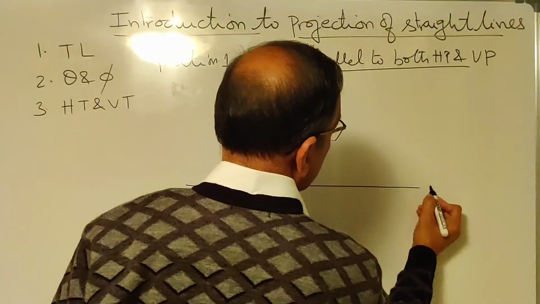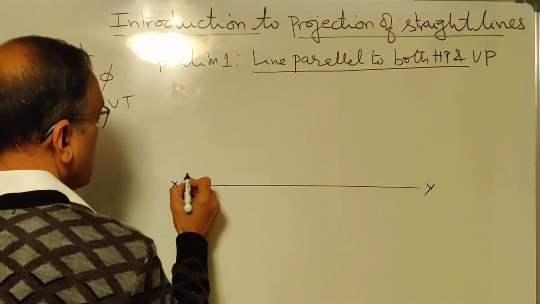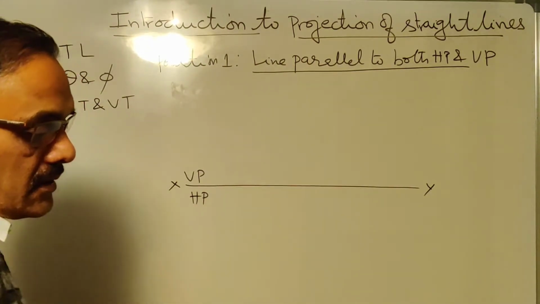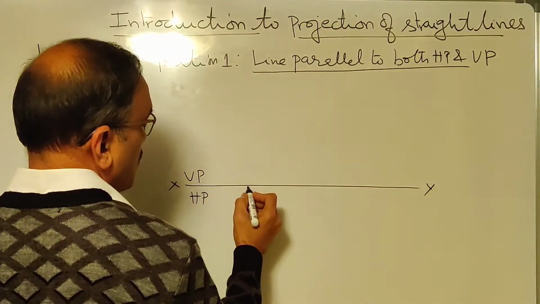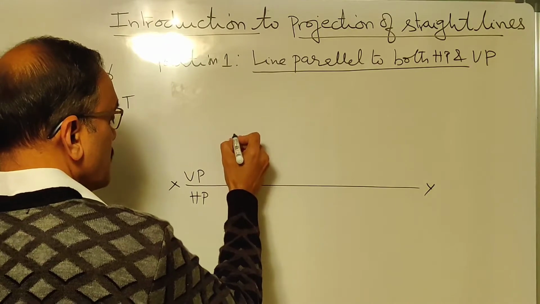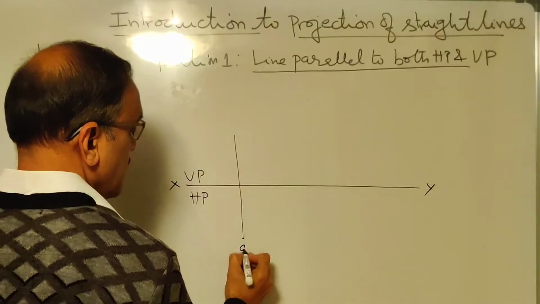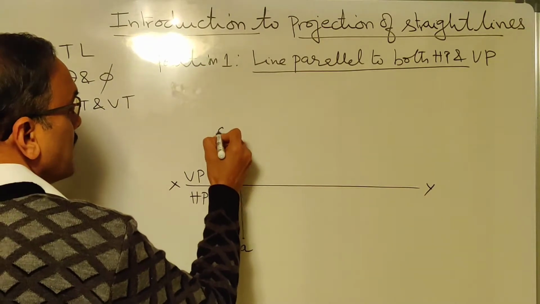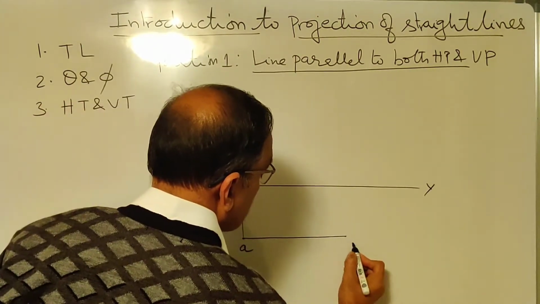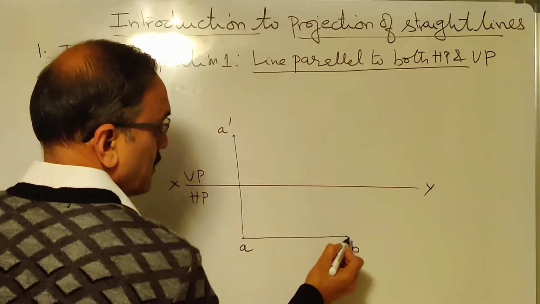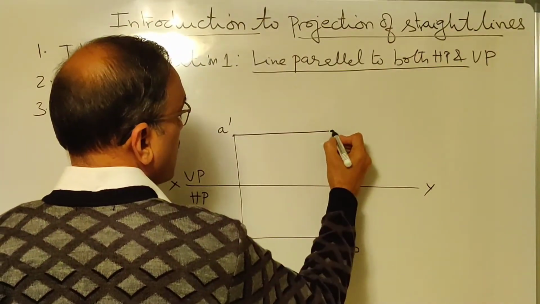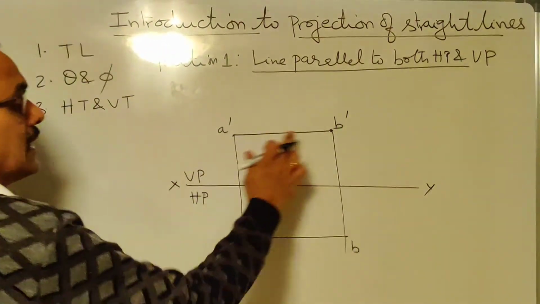This is your XY line. First angle projection, so VP and HP. As I said, the top view is going to be below the XY line, and the front view will be above the XY line. So, let us say this is a, the top view of A, and this is a dash, the front view of A. Now this is the top view of the line, I will draw it parallel to XY. This is b, the top view of B, and then this is b dash. This is the front view of the line AB.